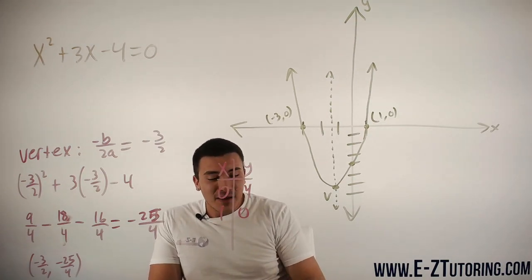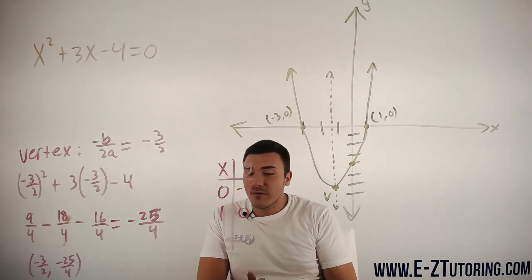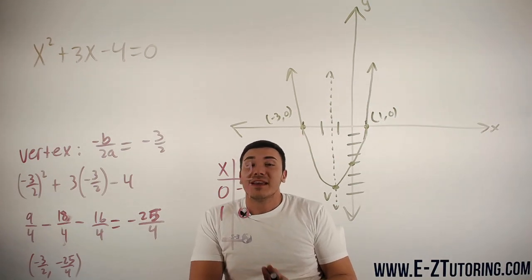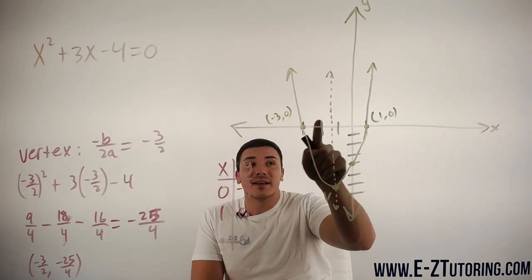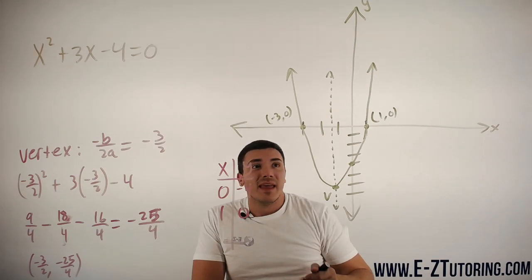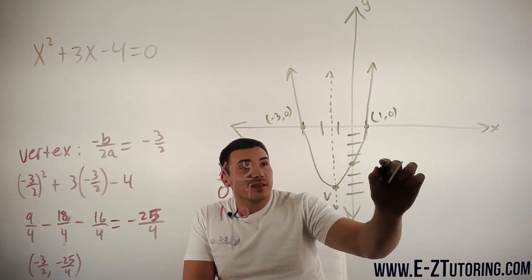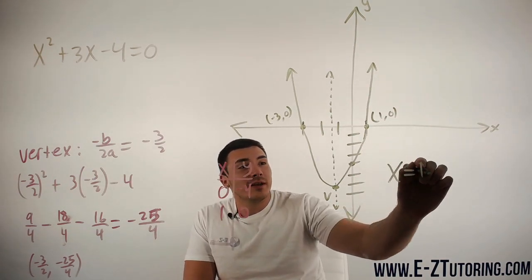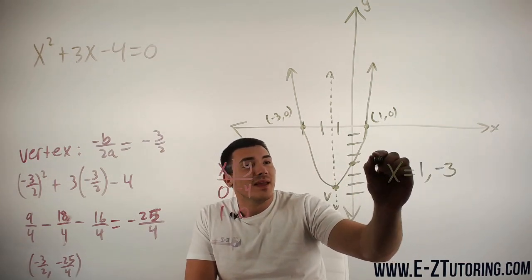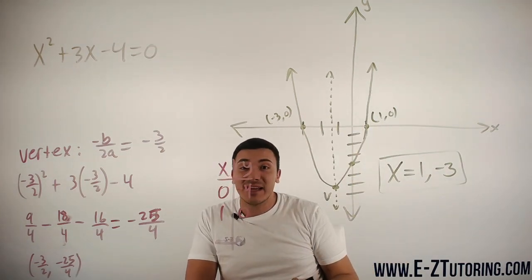So to summarize, all you need to do to solve a quadratic equation by graphing is to simply find out where it crosses the x-axis. And then after you find out where it crosses, you can say that your x is equal to 1 and negative 3. And that right there is your answer.